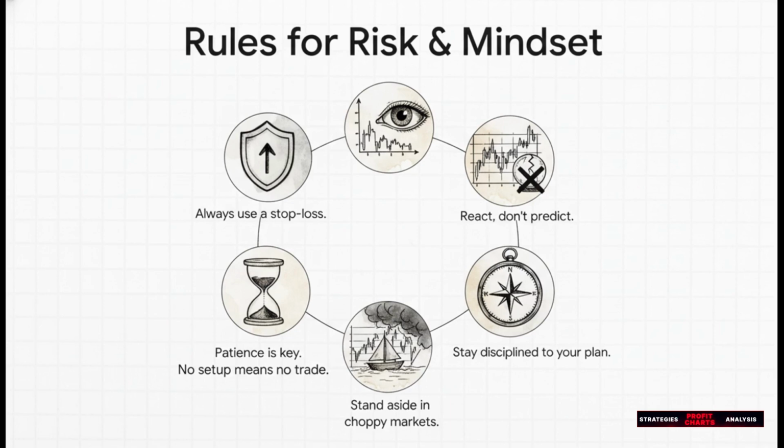Rule 1, always use a stop loss and place it where your idea is clearly wrong. Rule 2, react, don't predict. We wait for that step 3 confirmation trigger, period. Rule 3, patience is your superpower. If the conditions aren't perfect, you sit on the sidelines. Rule 4, stick to the plan. No emotional, impulsive trades that aren't part of your system. And finally, number 5, know when to just stand aside. In those messy, choppy markets, your job isn't to make money, it's to not lose money.